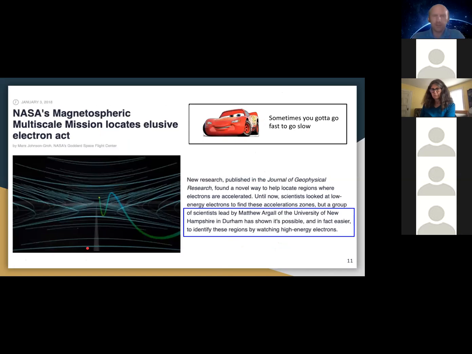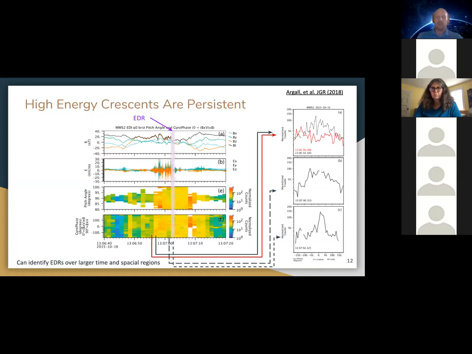And this study was picked up in the press because we showed that essentially sometimes you've got to go fast to go slow, to paraphrase Lightning McQueen here. What I mean by that is, in order to really understand and study the reconnection site, and particularly the electron diffusion region, you definitely need very high time resolution measurements, which MMS provides.